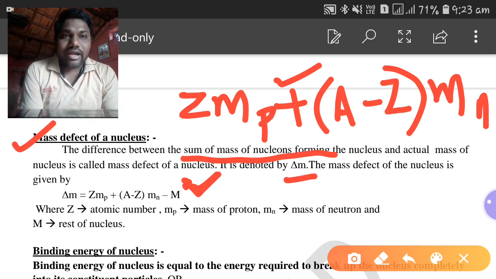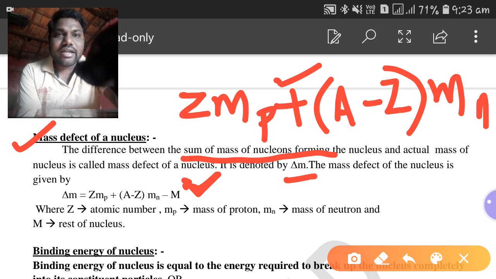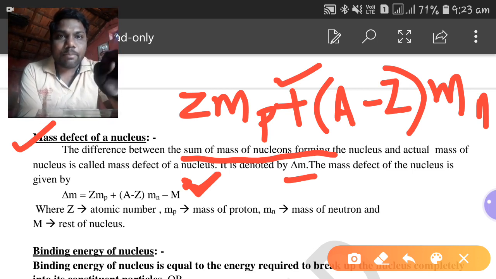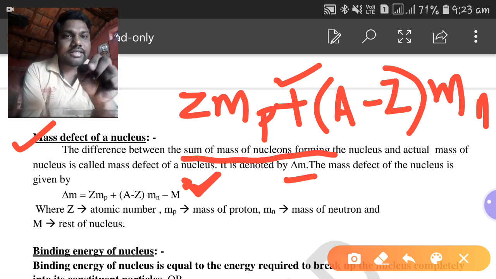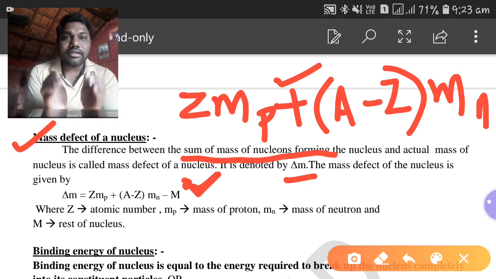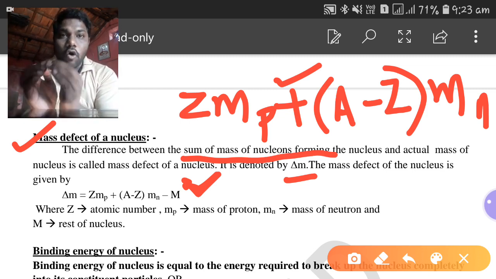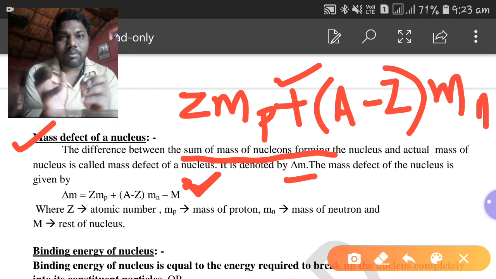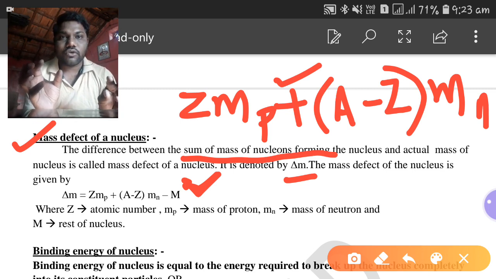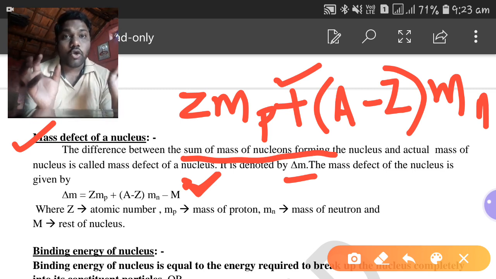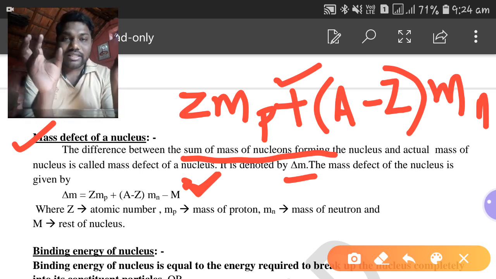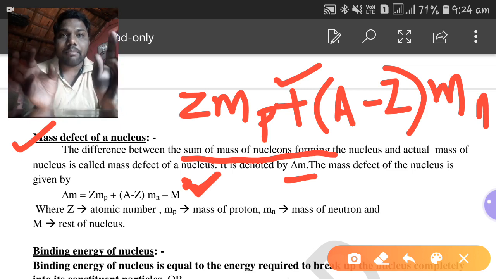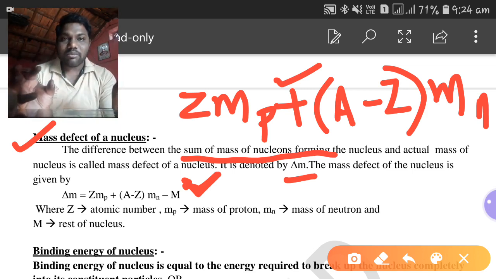The difference between these two is the mass defect, denoted by delta M, and given by the formula delta M equals ZMp plus (A minus Z) Mn minus capital M. ZMp plus (A minus Z) Mn is the sum of masses of nucleons forming the nucleus, and capital M is the actual mass of the nucleus, which we directly measure instead of taking the masses of nucleons. The difference between these two is the mass defect.